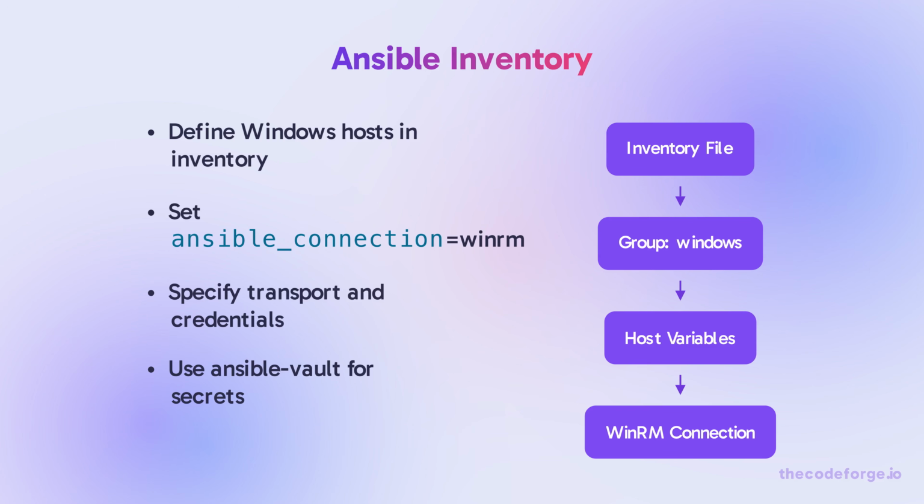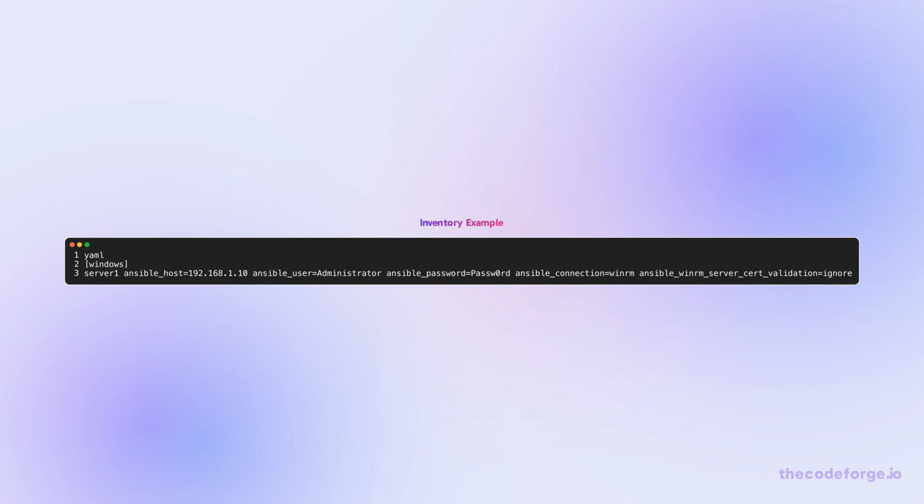In your Ansible inventory, define Windows hosts with the WinRM connection, choose an authentication transport, and provide credentials. Never put plaintext passwords in inventory files. Use Ansible Vault or environment variables. Here's a simple inventory entry. Note the ansible_connection equals winrm and ansible_winrm_server_cert_validation equals ignore for self-signed certs. In production, use Ansible Vault to encrypt the password.